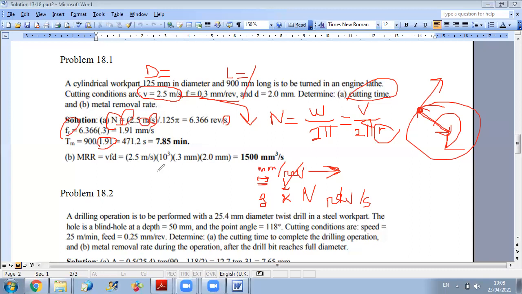And just make sure, for example, here V is given in meter per second, while for the other we have millimeter. So either we convert F and D to meter, or we convert V to millimeter, and then the corresponding final unit will be millimeter cube per second. Any question on this?